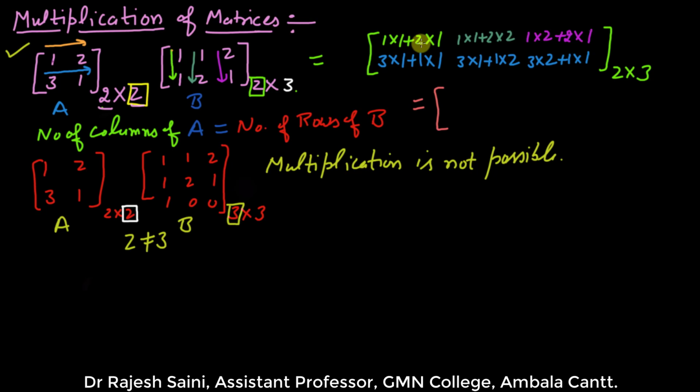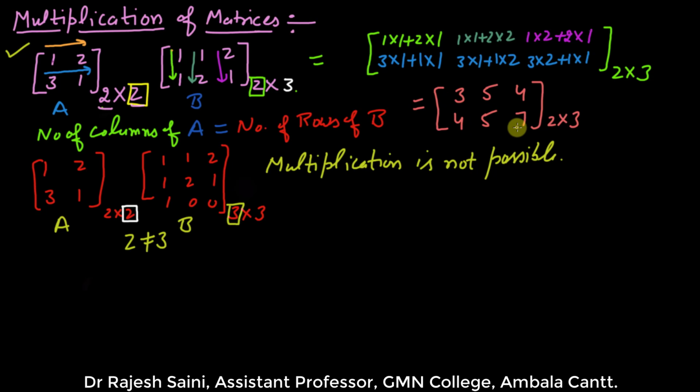Now this can be easily solved. 1 plus 2 is 3. 1 plus 4 is 5. 2 plus 2 is 4. 3 plus 1 is 4. 3 plus 2 is 5. 6 plus 1 is 7. So this is of order 2 by 3. That is how we multiply, and you can see it has 2 rows and 3 columns.